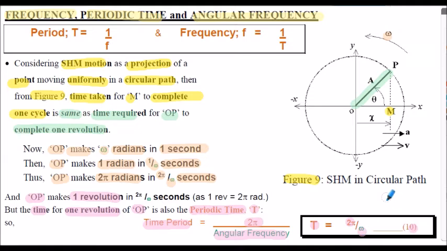So a relationship there for periodic time in terms of angular frequency or angular velocity omega, and of course if we know periodic time, we also know frequency because it's a reciprocal of periodic time.